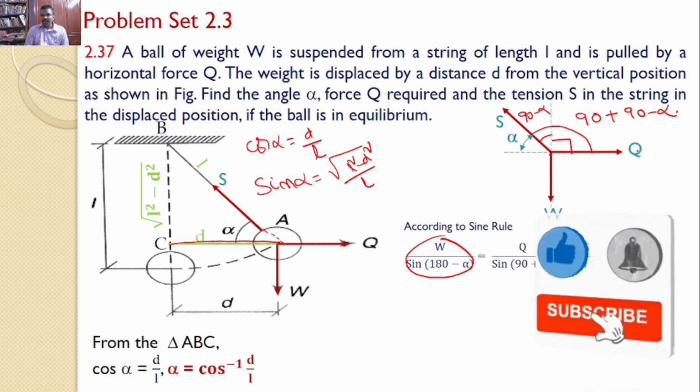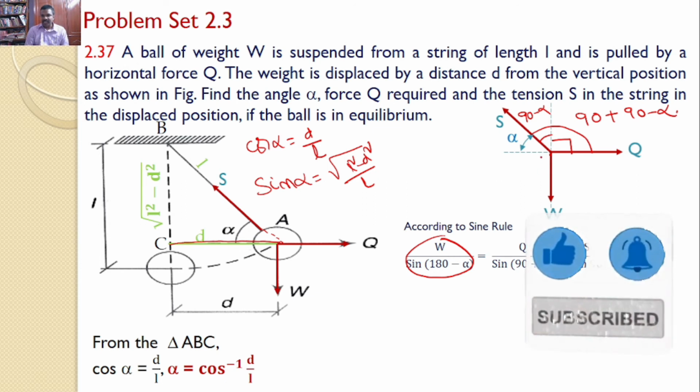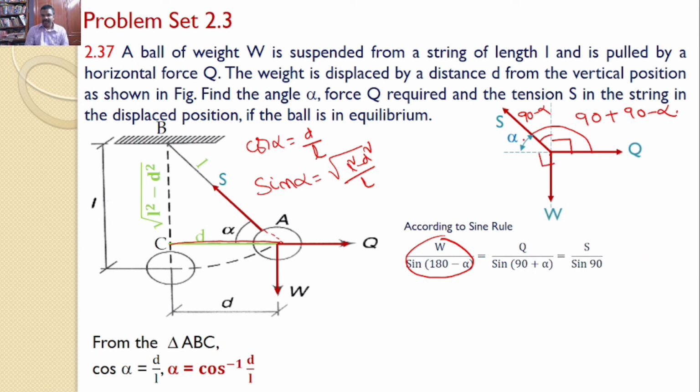Similarly, Q divided by sine of the angle between S and W. This is alpha, hence the angle between S and W is 90 plus alpha, hence I can write the expression Q divided by sine 90 plus alpha. That is equal to S divided by sine of the angle between W and Q, which is 90 degrees, hence I can write the expression S by sine 90.